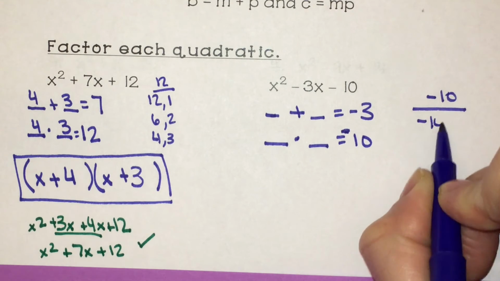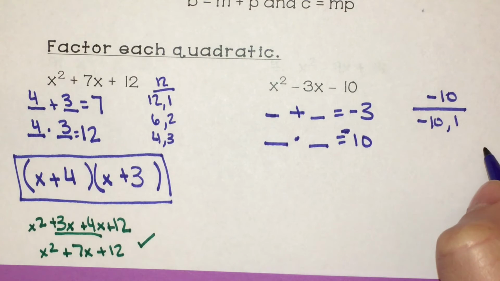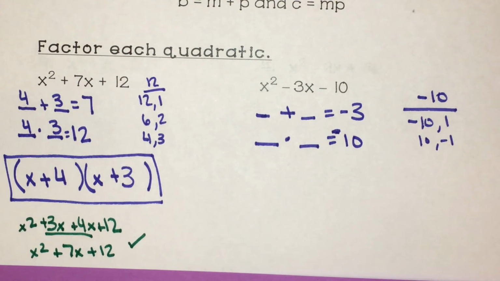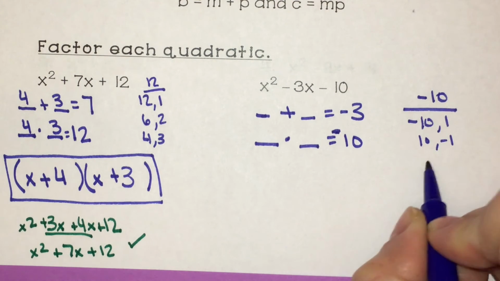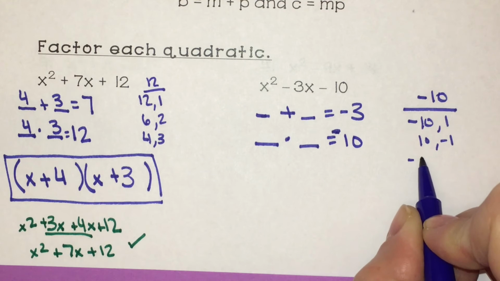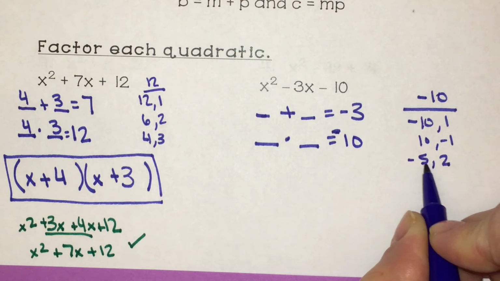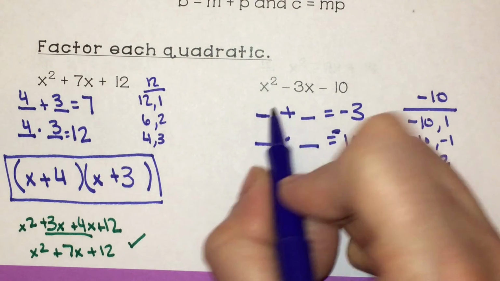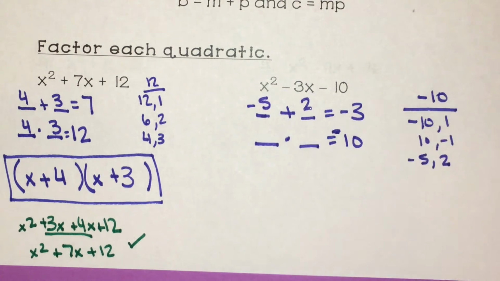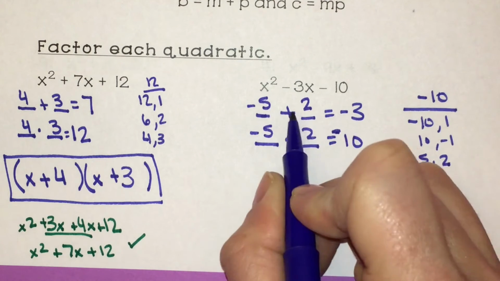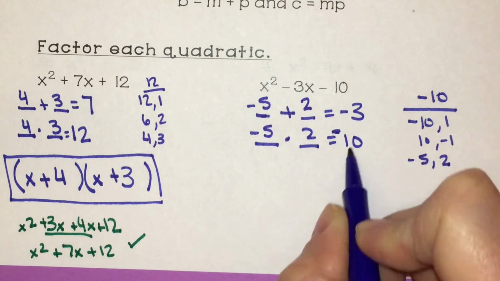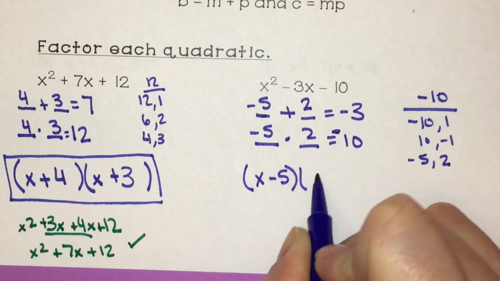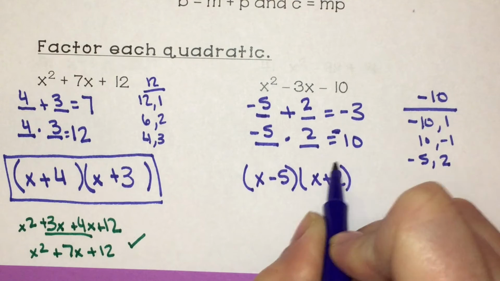All right, we have -10 and positive 1, which won't give me -3. Again, positive 10 and -1, but that won't give me -3. We have -5 and 2. -5 plus 2 is -3. So I know -5 and 2 are my values because -5 plus 2 is -3. -5 times 2 is -10. So I have x minus 5 times x plus 2.